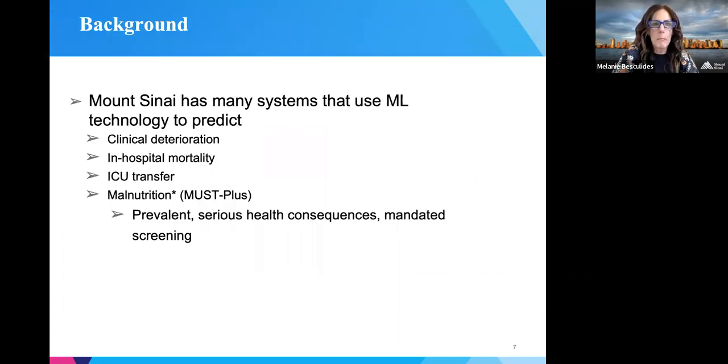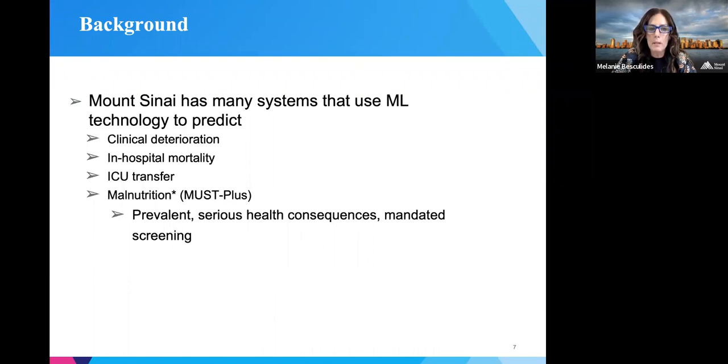So at Mount Sinai, we have many different machine learning CDSS systems that are used to predict things like clinical deterioration, in-hospital mortality, transfer to the ICU. We also have a system for falls. And the one I'm going to talk about today is for malnutrition. This system is called MUST+, and MUST stands for the Malnutrition Universal Screening Tool.